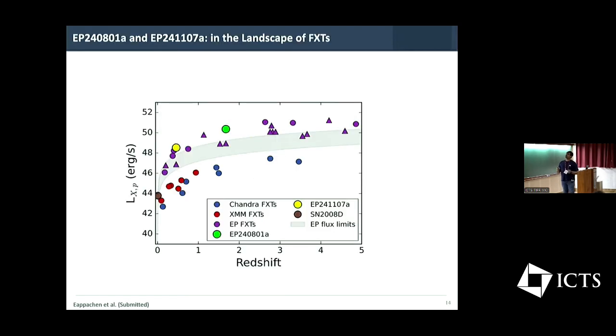So this is my final plot, where we compared 240801A and 241107A with the landscape of all the FXTs we have. These are the Chandra and XMM detected FXTs, and these are the Einstein Probe detected FXTs. You can see one clear pattern here. The Einstein Probe is more sensitive towards luminous, high-redshift galaxies, and most of them are associated with collapsar progenitors. But some are TDEs or binary neutron star mergers. So we might be talking about two different populations of FXTs.